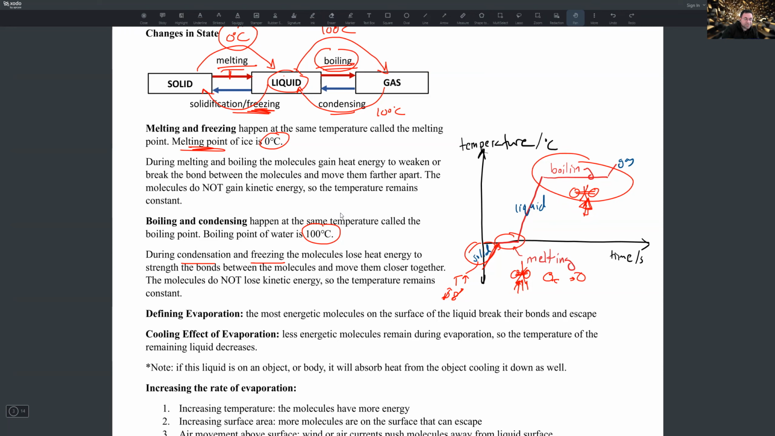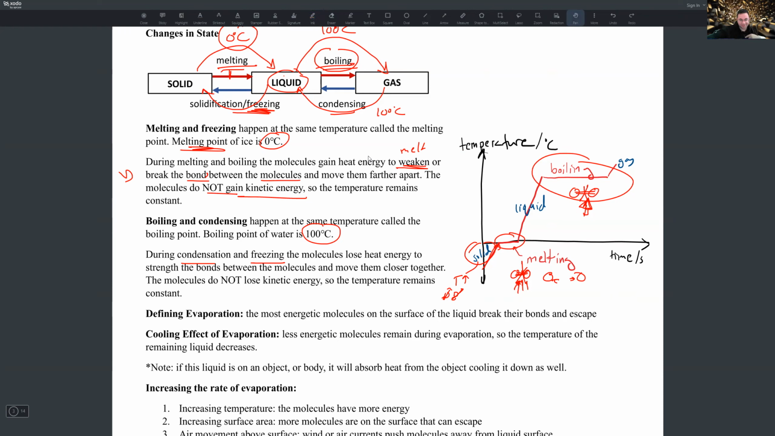So if I ask you, describe what happens during melting in terms of energy and molecules, you will say during melting the molecules gain heat energy. Oh, the answer is right here. The molecules gain heat energy to weaken the bonds between the molecules, there's an S missing, I'll fix that in my version, and move them farther apart. But if I ask you, why does the temperature remain constant? Temperature remains constant because the molecules do not gain kinetic energy.